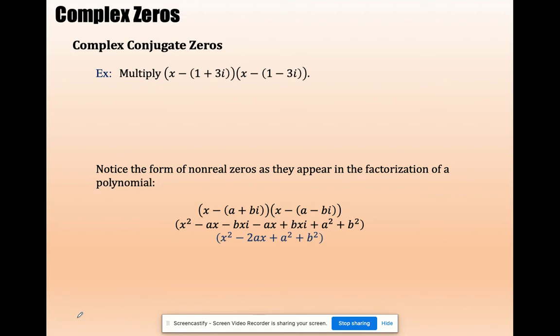But if I used it over and over and over again, I would look at this and I'd say, oh, that's going to be x squared. Here's my a. So I'm going to be minus ax doubled plus the complex conjugate pattern. Woohoo!